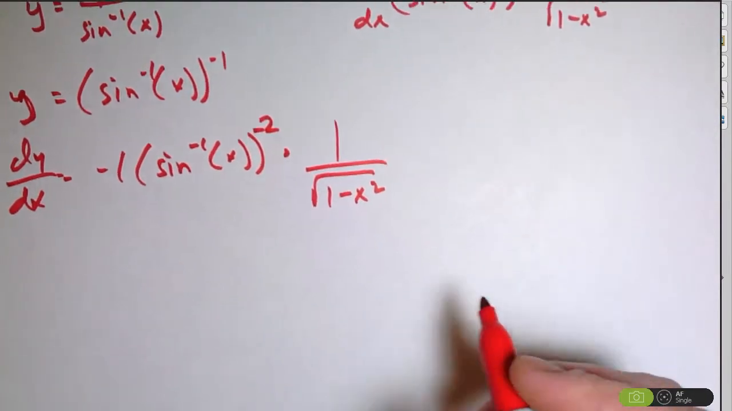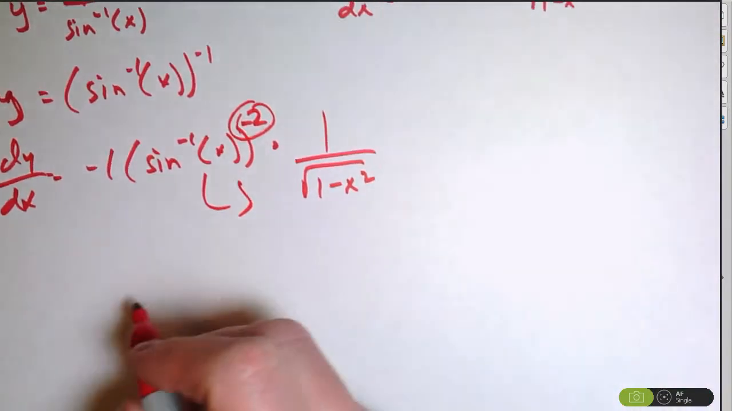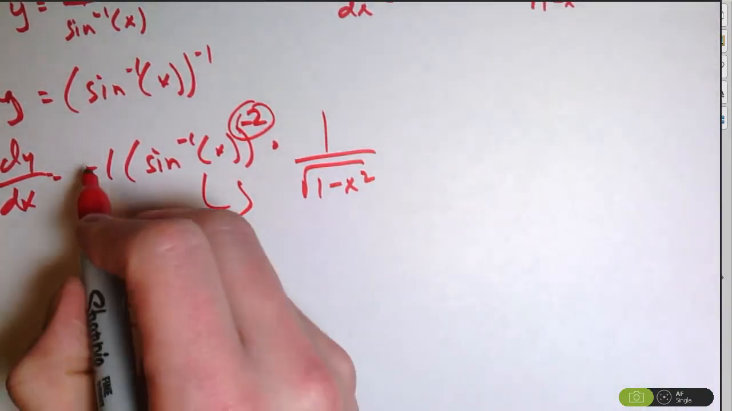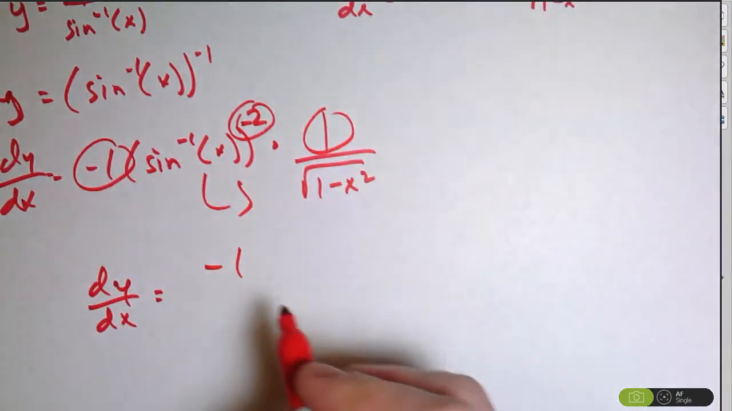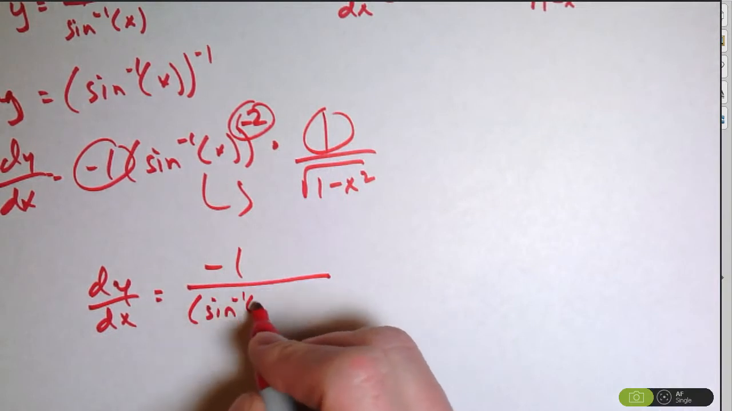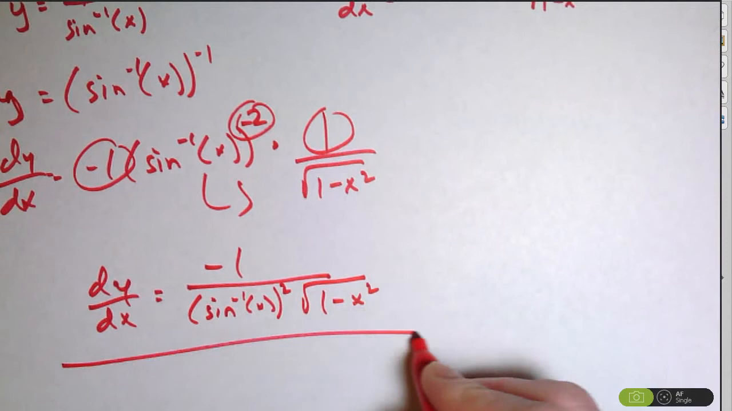And then, just to clean it up, we just move the part that has a negative exponent, namely inverse sine of x to the negative second, to the denominator. So dy/dx equals negative 1, because it's negative 1 times 1, over inverse sine of x squared times the square root of 1 minus x squared.